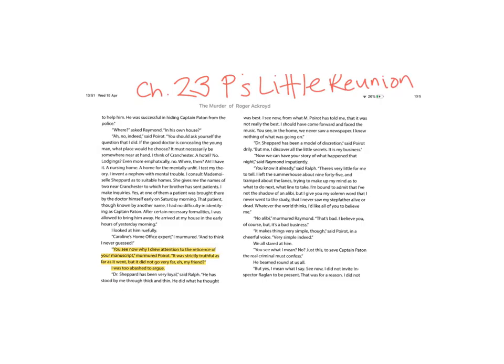So this is chapter 23, Poirot's little reunion. This ends with the, oh, and here's Ralph Patton now. Dun, dun, dun. And then into chapter 24. We see further clues happening here of how Poirot located the whereabouts of Ralph Patton. He goes through that here.